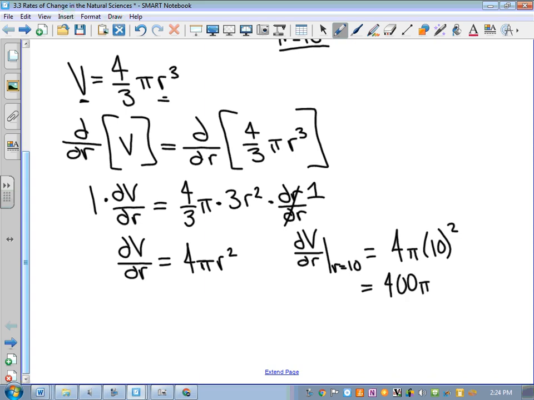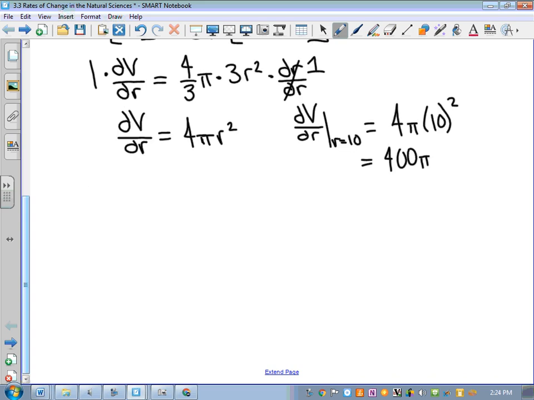Now, something very, very important when we consider these questions is the units. Because the radius is given in centimeters and we're finding dV/dr, the volume will be measured in centimeters cubed, and the radius in centimeters. Certainly over the years, you've learned that centimeters cubed divided by centimeters is centimeters squared, but because of the context of the problem, it's much better to write it as centimeters cubed over centimeters, because that tells us that at a radius of 10 centimeters, if I were to increase the radius by 1 centimeter, I would increase the volume by 400 pi cubic centimeters.